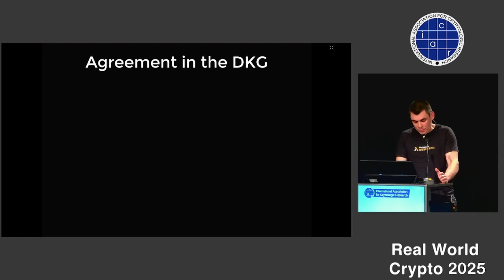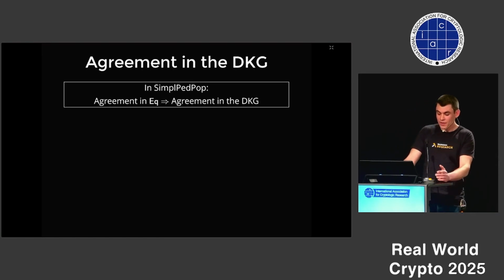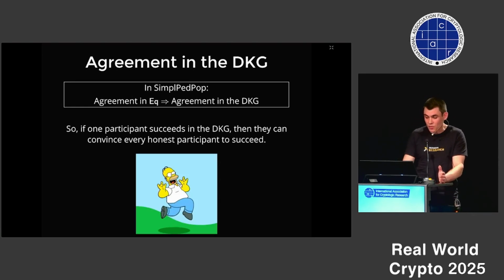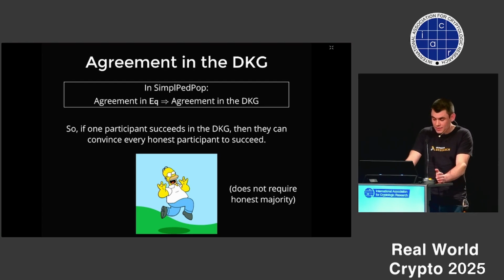Now, back to simple PET-POP, it has the important property that if there's agreement in this EQ protocol, then there's also agreement in the DKG as a whole. And that means if one participant in the DKG succeeds, they can convince every honest participant to succeed as well. And this directly prevents the failure mode we saw earlier, where an adversary could trick one signer into thinking the DKG succeeded while the others fail, which led to a loss of funds. And this works in an asynchronous setting and does not require an honest majority.